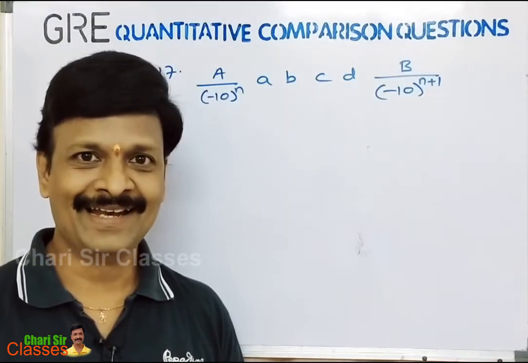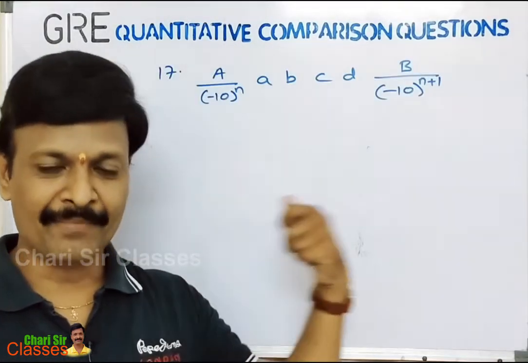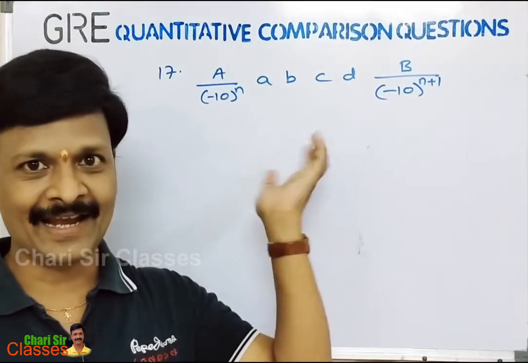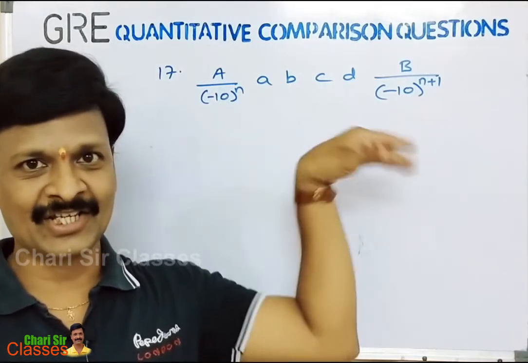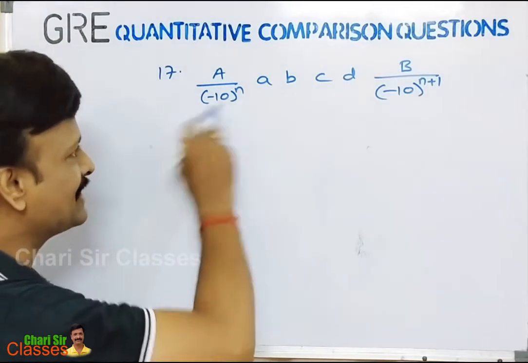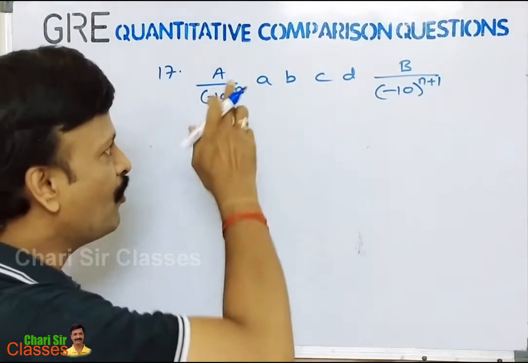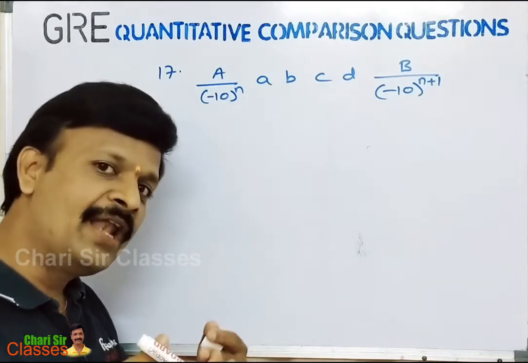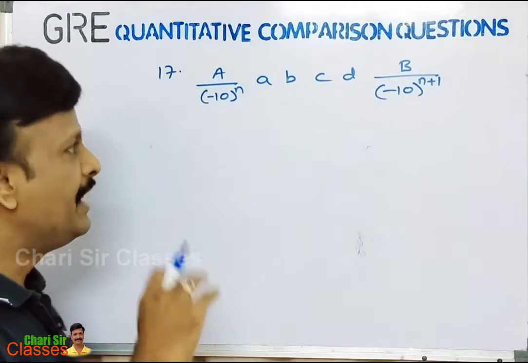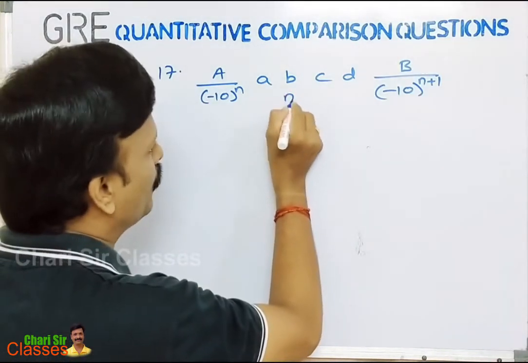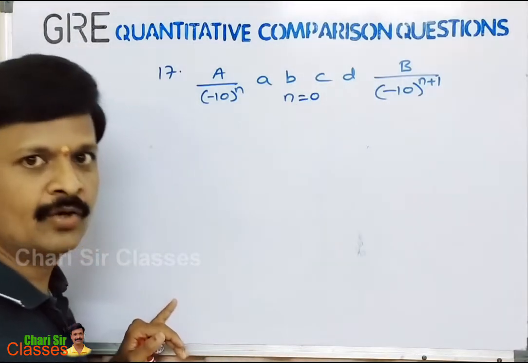Question number 17 is given with same negative numbers. Powers are n and n plus 1. Consecutive powers here. See here minus 10 to the power of n and minus 10 to the power of n plus 1. About n nothing is given. N value can be taken as anything. Let's try to take n is equal to 0. You can take 0 also.